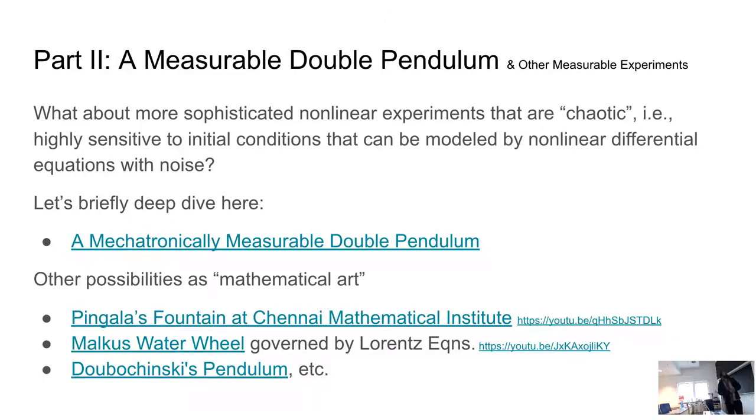So the first thing I want to talk about is a mechatronically measurable double pendulum. This one is particularly interesting. In fact, this is something Warwick was involved in. So, for example, there's a mercury switch here and I can connect this. I'm not going to do this. It's Python 2, I didn't dockerize it. So it works. I can connect it like this and then through this board, I can connect it to USB, right? So then I can collect the data that comes from the two arms.